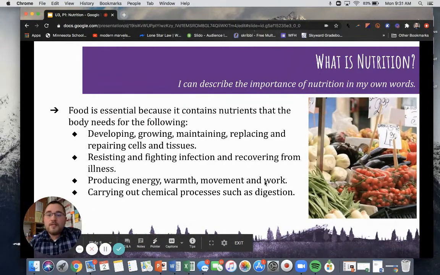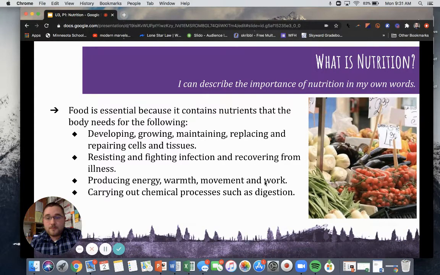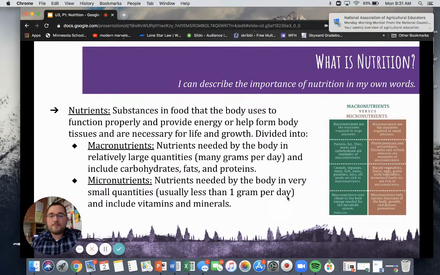Okay? Food is essential because it contains the nutrients that the body needs to do the following. It helps us develop, grow, maintain, replace, and repair cells and tissues. It helps us resist and fight infection and recover from illnesses. It produces energy, warmth, movement, and work, giving us the energy to do that. And lastly, it carries out chemical processes such as digestion. So proper nutrition is essential for all of these different things.